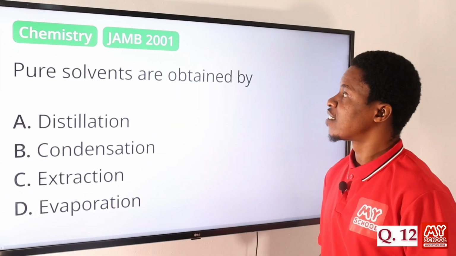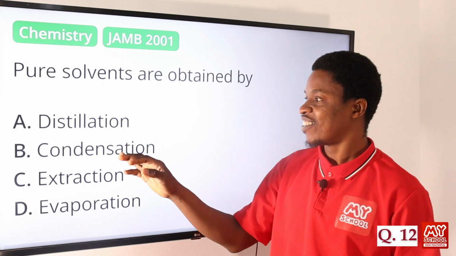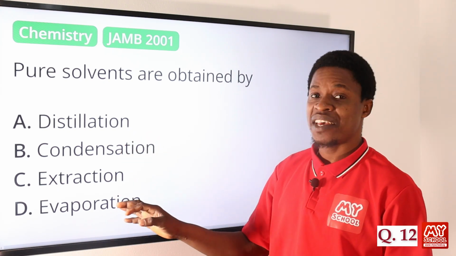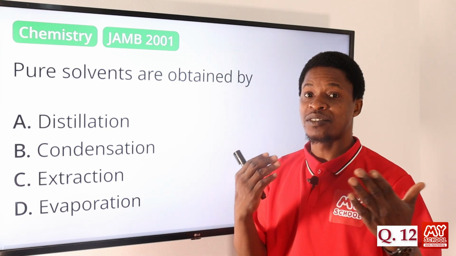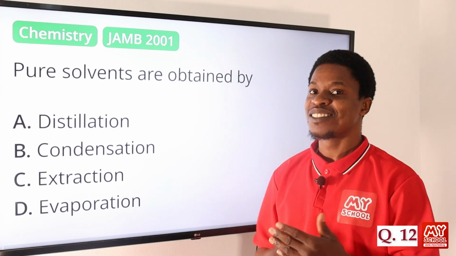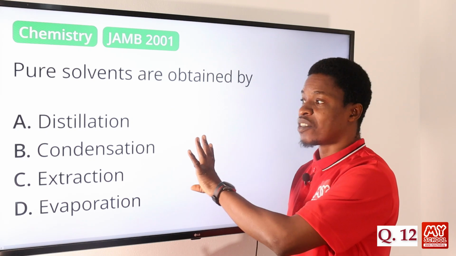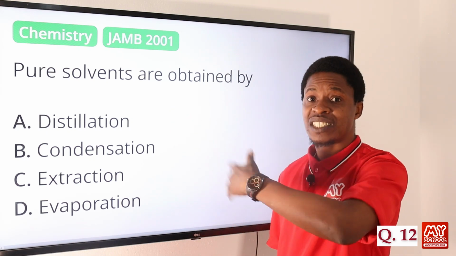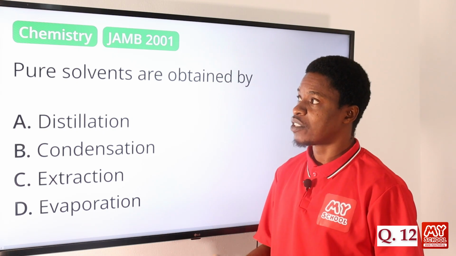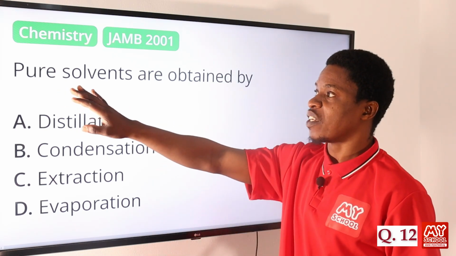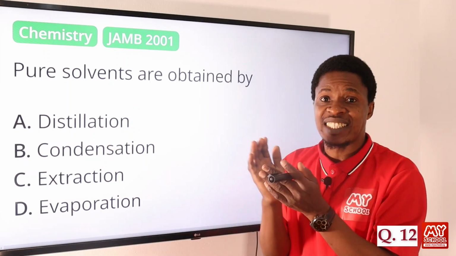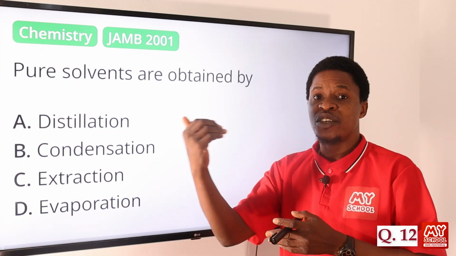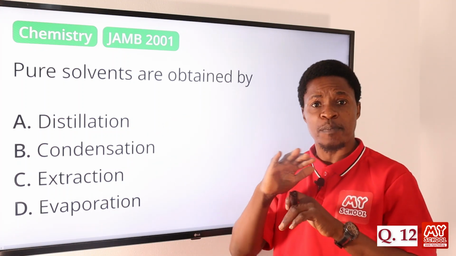Drying. Question 12. Pure solvents are obtained by what? Distillation, condensation, extraction, evaporation. We have also discussed this one in one of our video lessons when we talked about separation techniques. So please subscribe so you can have a good understanding of this concept of separation of mixtures. We know that pure solvents, the purity of the substance, means it does not have any foreign substance present in it. It is just a pure form of what it is.